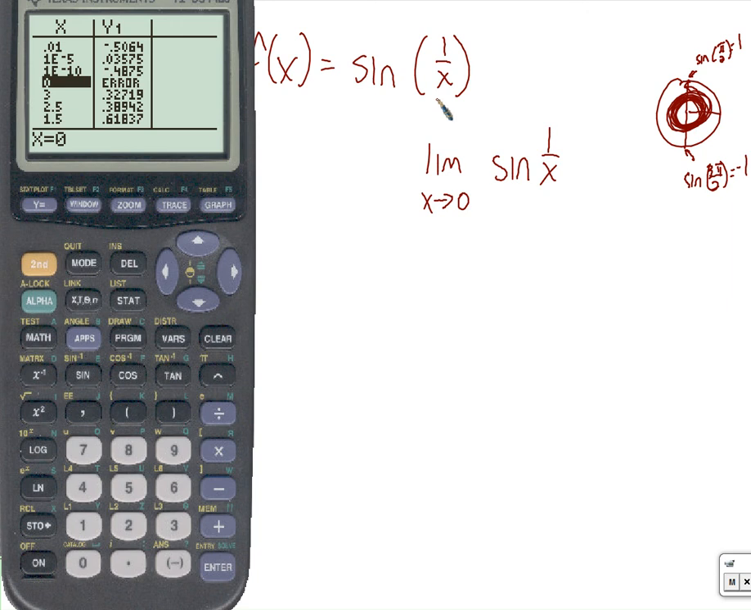So we put in things like 0.01 and 0.00001. What happens when I take 1 and divide it by 0.00000001? It gets a very large number. Essentially, 0.001 is like 1 over 1,000. So what I'm asking it to do when I put in 0.001 is take the sine of 1,000 radians. That's a lot of radians.